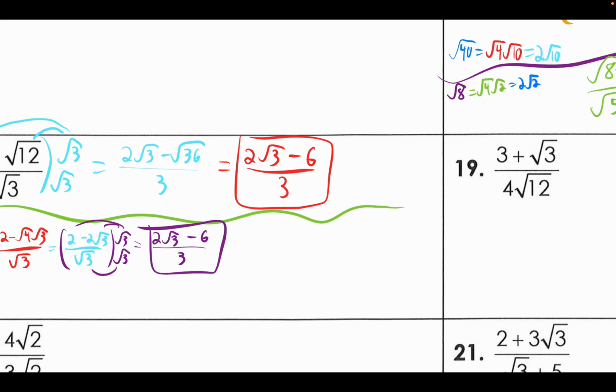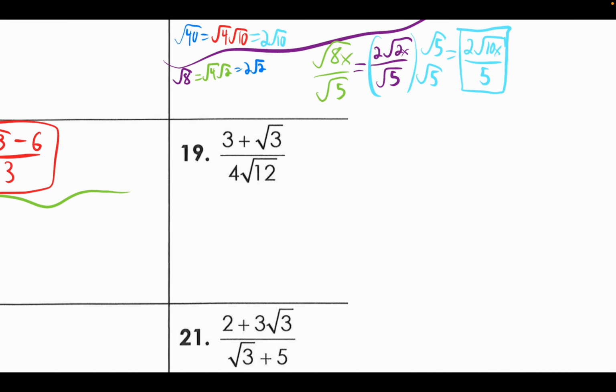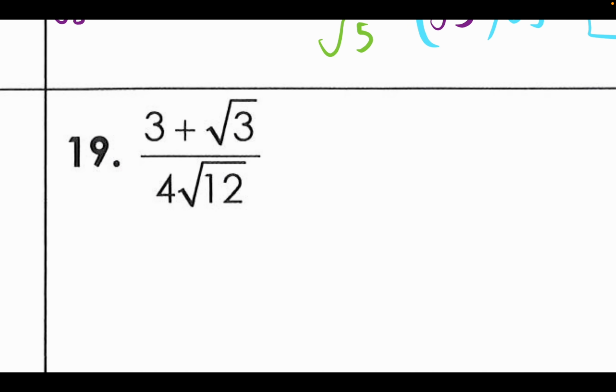Number 19 here. Here you can simplify the square root of 12, and since it's on the denominator, I definitely want to do that. Anytime you can simplify the denominator, you want to do that before you multiply. And so here you have 3 square root of 3 over 4 square root of 4 times square root of 3.